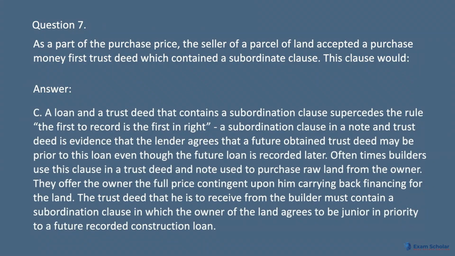C. A loan in a trust deed that contains a subordination clause supersedes the rule that the first to record is the first in right. A subordination clause in a note and trust deed is evidence that the lender agrees that a future obtained trust deed may be prior to this loan even though the future loan is recorded later. Oftentimes builders use this clause in a trust deed and note used to purchase raw land from the owner. They offer the owner the full price contingent upon him carrying back financing for the land. The trust deed that he is to receive from the builder must contain a subordination clause in which the owner of the land agrees to be junior in priority to a future recorded construction loan.